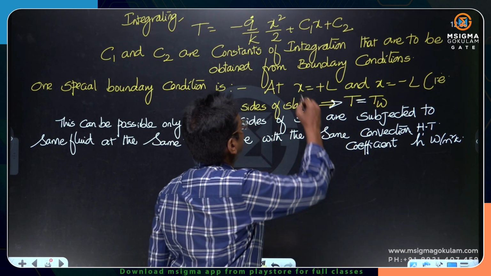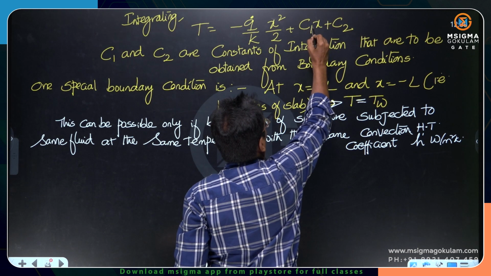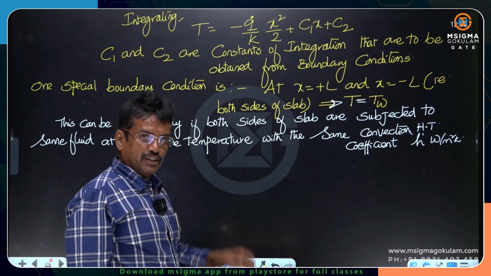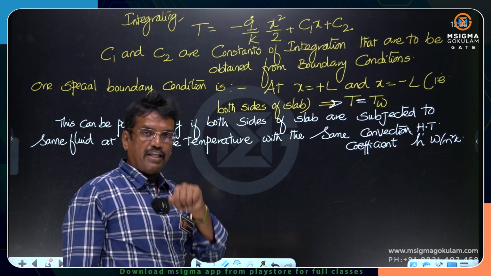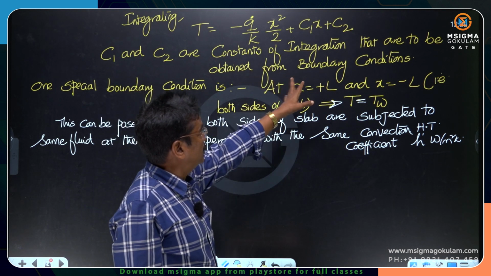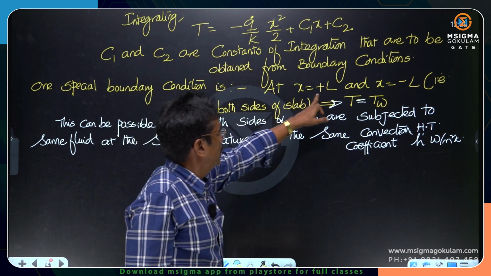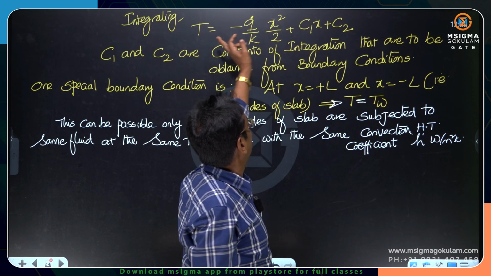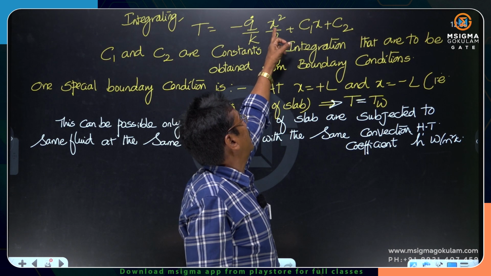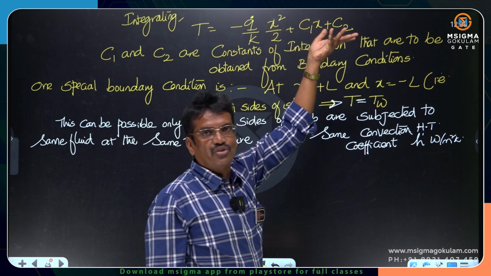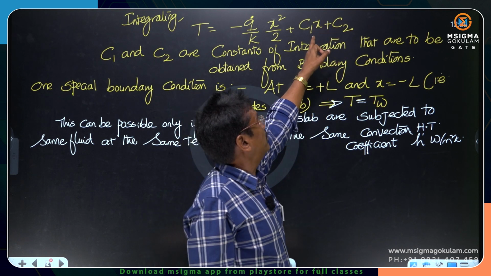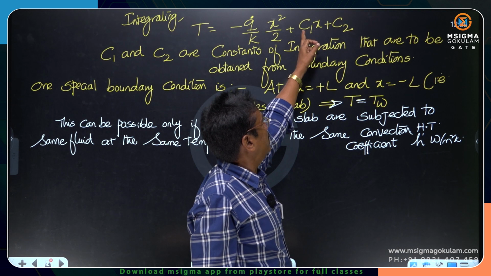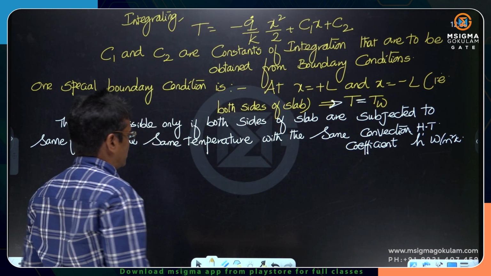That means I don't want this x here. This x will vanish only when C1 is equal to 0. If x is there, we cannot get the same temperature on both sides, because if you write x is equal to plus L, you get one value, and if you write x is equal to minus L, you will get a different temperature. Here no problem, because whether x is equal to plus L or minus L, the square is always positive. But the problem is with x, so to satisfy this boundary condition, x should not be there. That will happen only when C1 is 0.